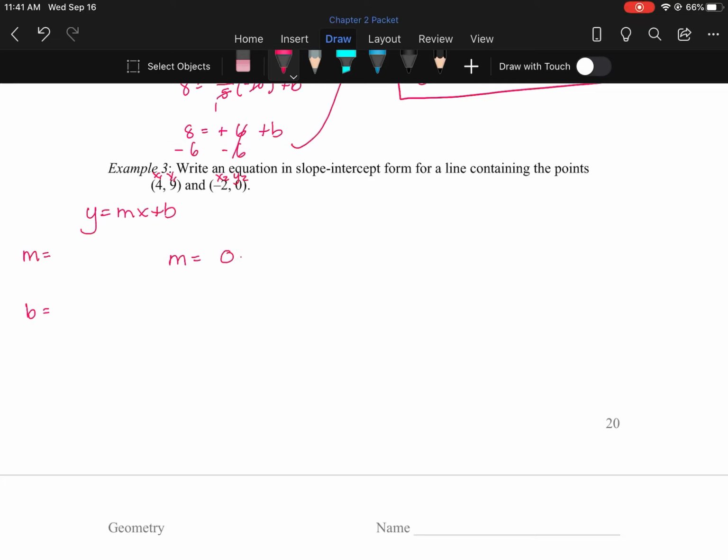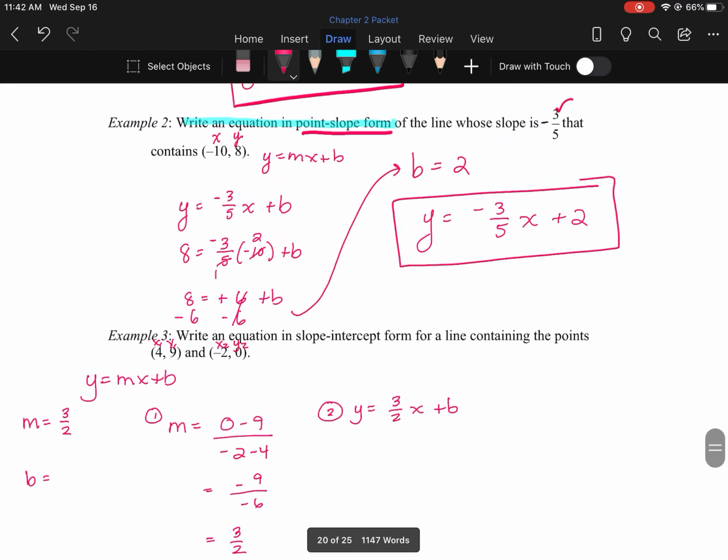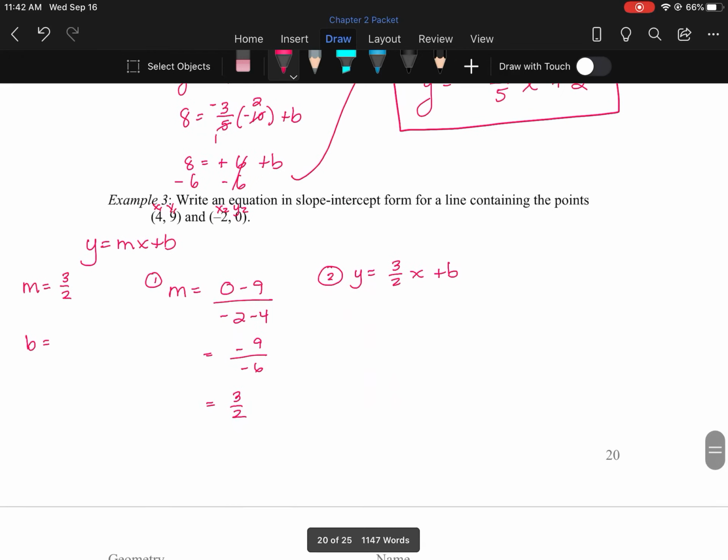And I'm going to do 0 minus 9 all over negative 2 minus 4. So we get negative 9 over negative 6, which reduces to positive 3 over 2. So there's my slope. So we are halfway done. So there's our first step. Our second step, because there's 3 simple steps to this, if we have our slope, substitute that in. And now we're stuck back to where we were the last problem, where all we had was the slope. But then what did we do? Well, they gave us a point, so we substituted that in.